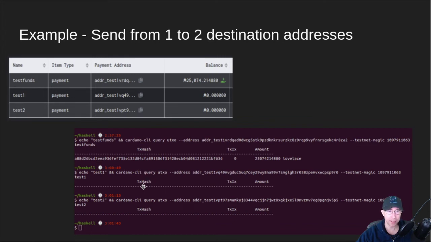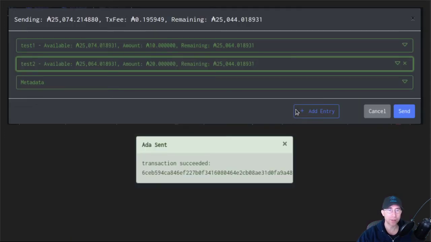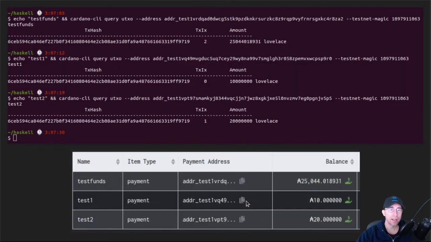And then you see we have no UTXOs on either of these other two test addresses currently. So what happens if we do a transaction? The transaction I'm going to do is send 10 ADA, or 10 million Lovelace, to this first test address, and I'm going to send 20 to the second one. And you'll notice that I get a transaction succeeded. Here's the transaction ID. Keep this 6CEB in mind for the next slide. And so now let's look at what's on each of those addresses.